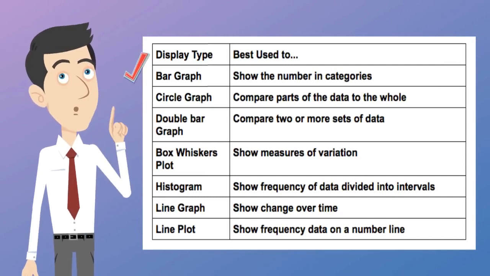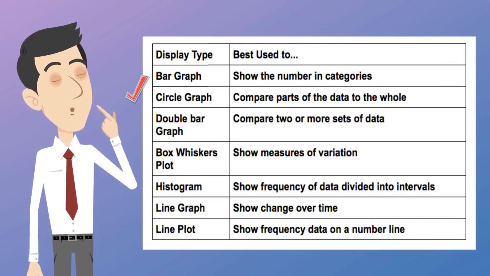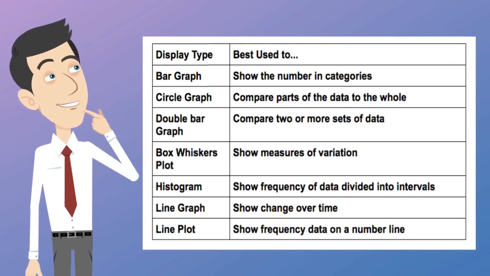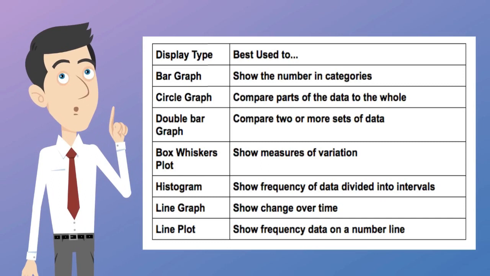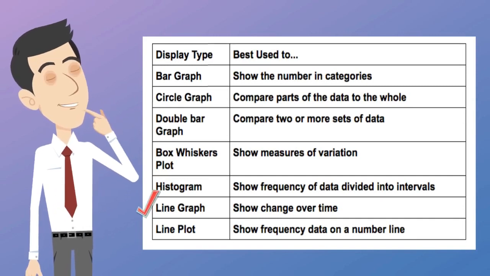First, we have the bar graph, and this shows the number in particular categories. A circle graph compares parts of the data to the whole. A double bar graph is good for comparing. Box and whiskers show measures of variation. A histogram is good to show frequency of data divided into intervals. A line graph shows change over time, and a line plot shows frequency on a number line.